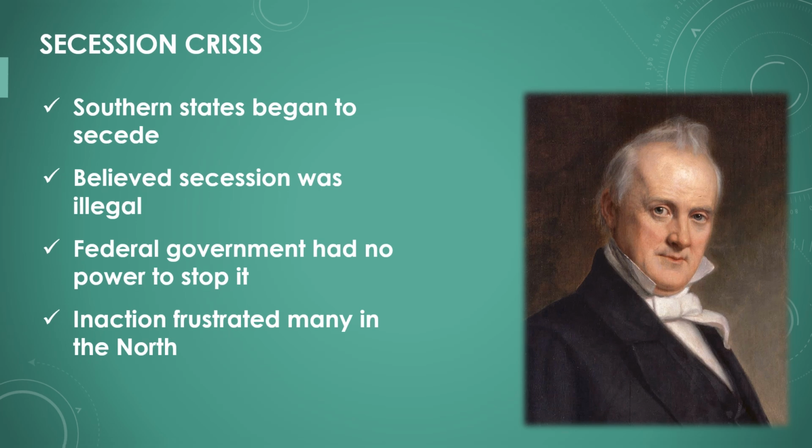As Buchanan's presidency continued, the secession crisis began to unfold. Several Southern states started to secede from the Union after the election of Abraham Lincoln in 1860. Buchanan believed that secession was illegal, but felt that the federal government had no power to stop it. His inaction during this critical time frustrated many in the North. The secession crisis marked a significant turning point in American history and set the stage for the Civil War.